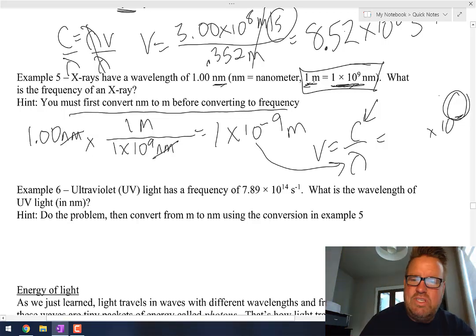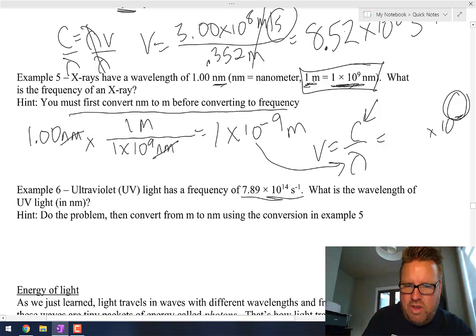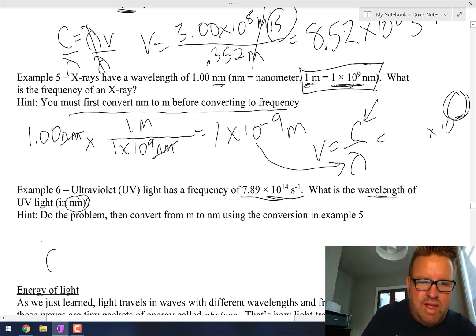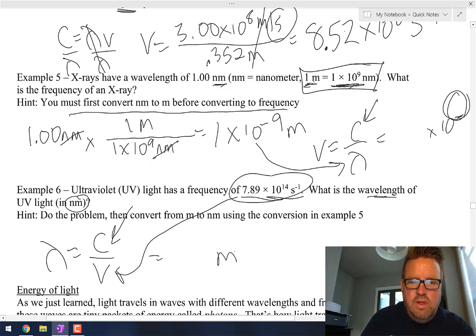Okay, and then example 6, kind of like example 5, just backwards. So I'm giving you the frequency, and they want the wavelength, but they want the wavelength in nanometers. So what's the first thing that you need to do? Again, I'll set this up for you, but then you do it. Okay, is to get wavelength. That's equal to the speed of light over the frequency. So again, speed of light doesn't change. The frequency is that number right there. And your answer is going to be something meters. Okay? Once you divide those.